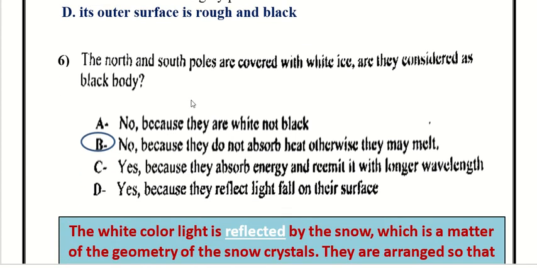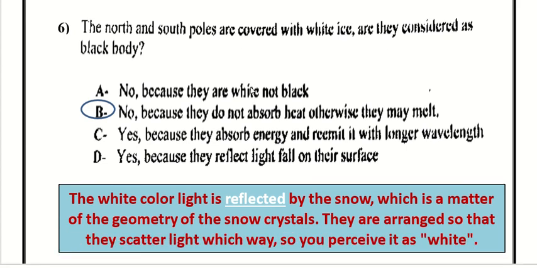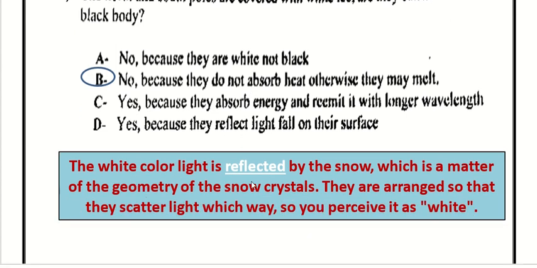Question number 6. North and South poles are covered with white ice. Are they considered as a black body? Of course not. Their color is white, so they don't absorb the total amount of heat that is incident on them, and they may also melt. The white color reflects the light incident on this snow, so it is not absorbed, which means its color is white.